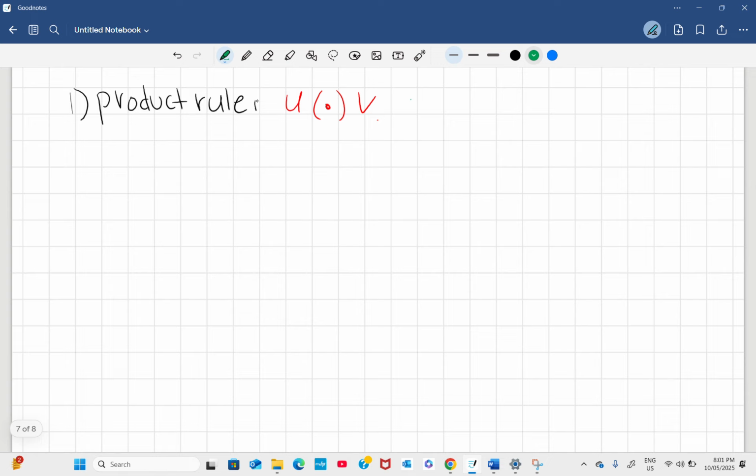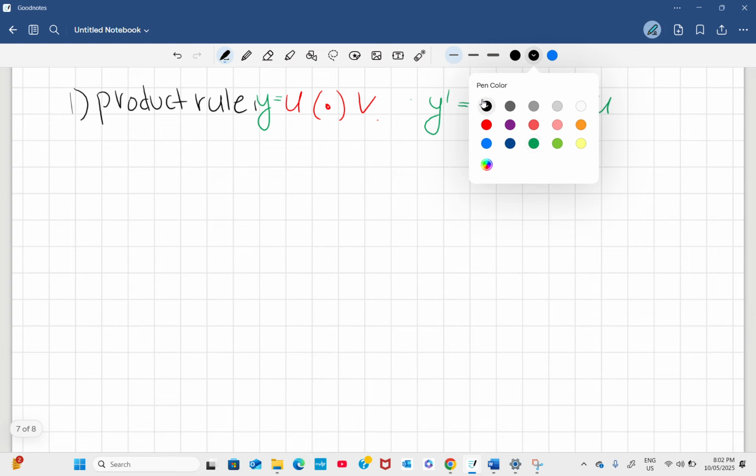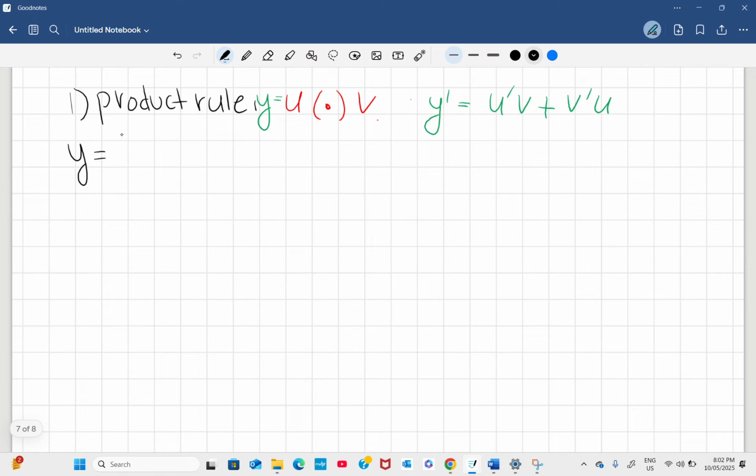To find, let's say, y equals u times v, my y prime is gonna be u prime v plus v prime u. So the derivative of u times the normal function v, plus v prime, the derivative of v, times the normal function of u. Let's take an example to understand it better. Let's say I have y equals x to the power of 3 times x squared plus 1.